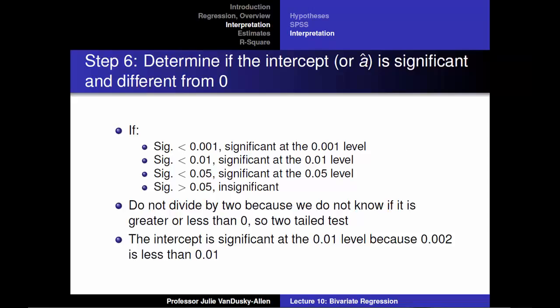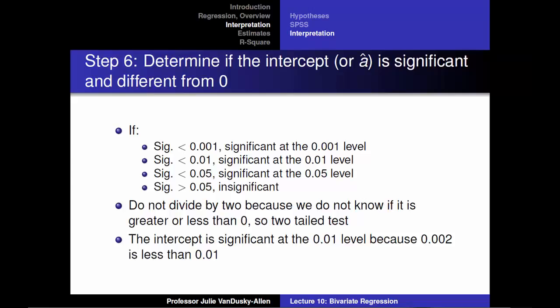If the sig value is less than 0.01, then the intercept is significant at the 0.01 level. If the sig value does not meet this criterion, move on. If the sig value is less than 0.05, then the intercept is significant at the 0.05 level. If the sig value does not meet this criterion, move on. If the sig value is greater than 0.05, the intercept is insignificant and indistinguishable from 0.